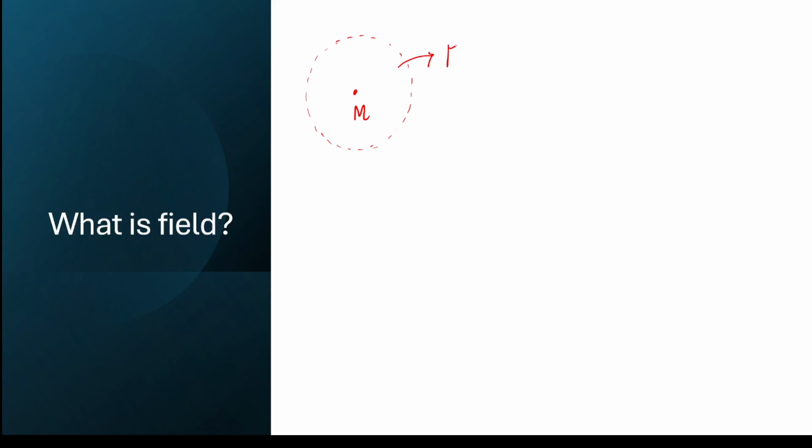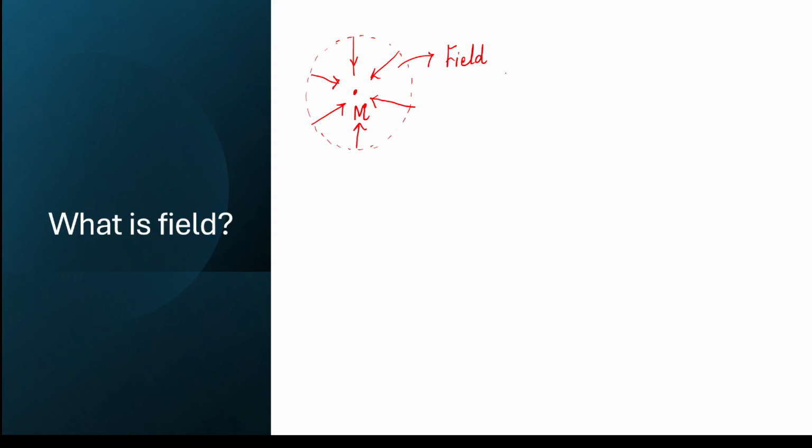Now the field is made visible by drawing lines of force. So for the mass, if I draw the lines of force like this, towards the mass and along the radial lines, this is called a radial field, because the field is along the radial lines of this sphere around this M. So what does this line represent? They just represent the field.